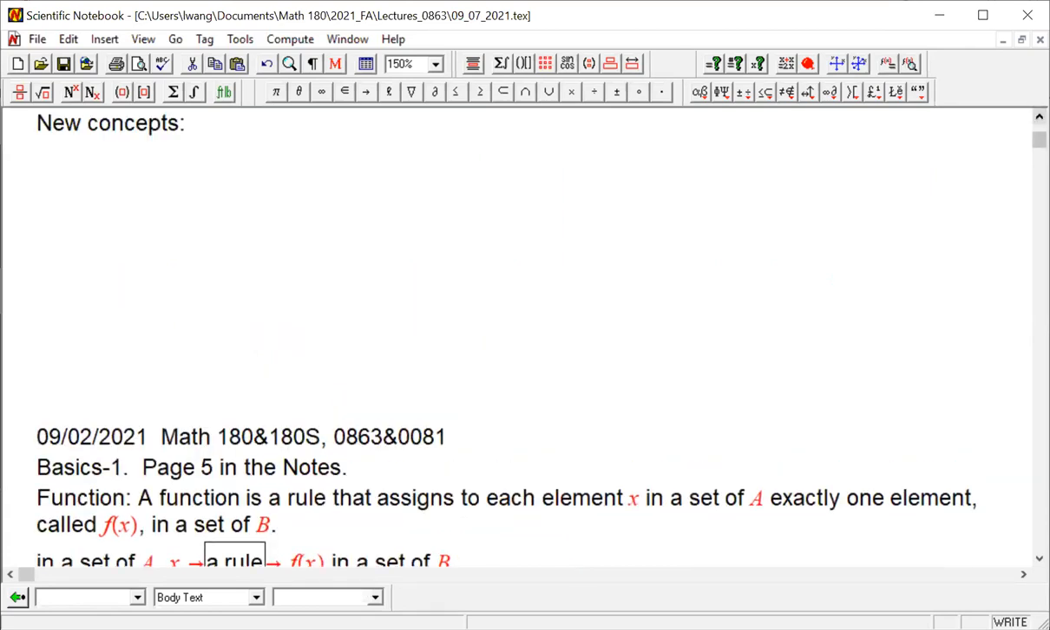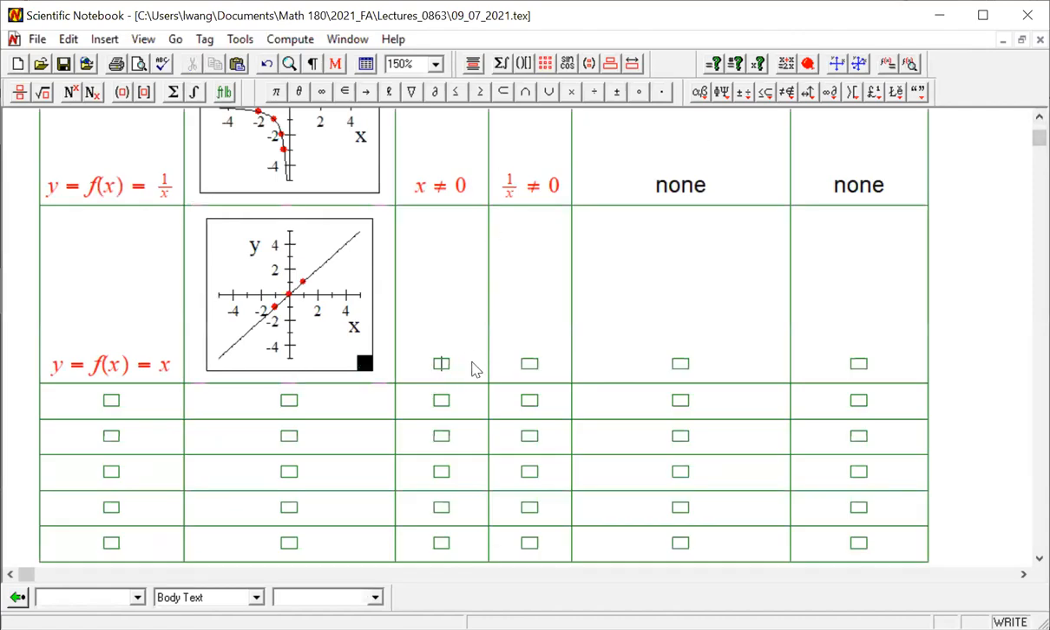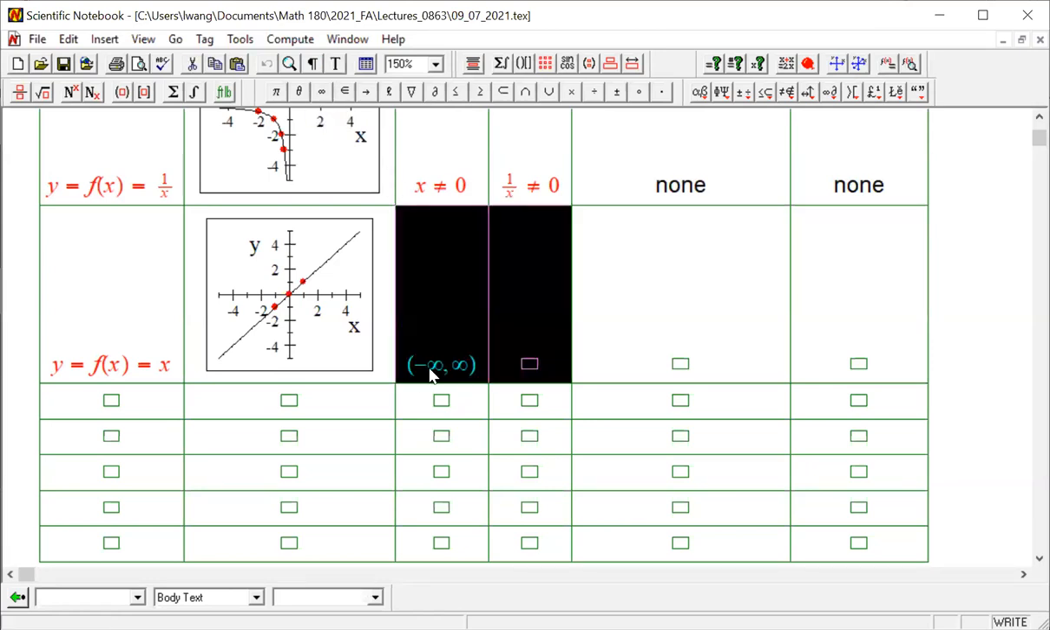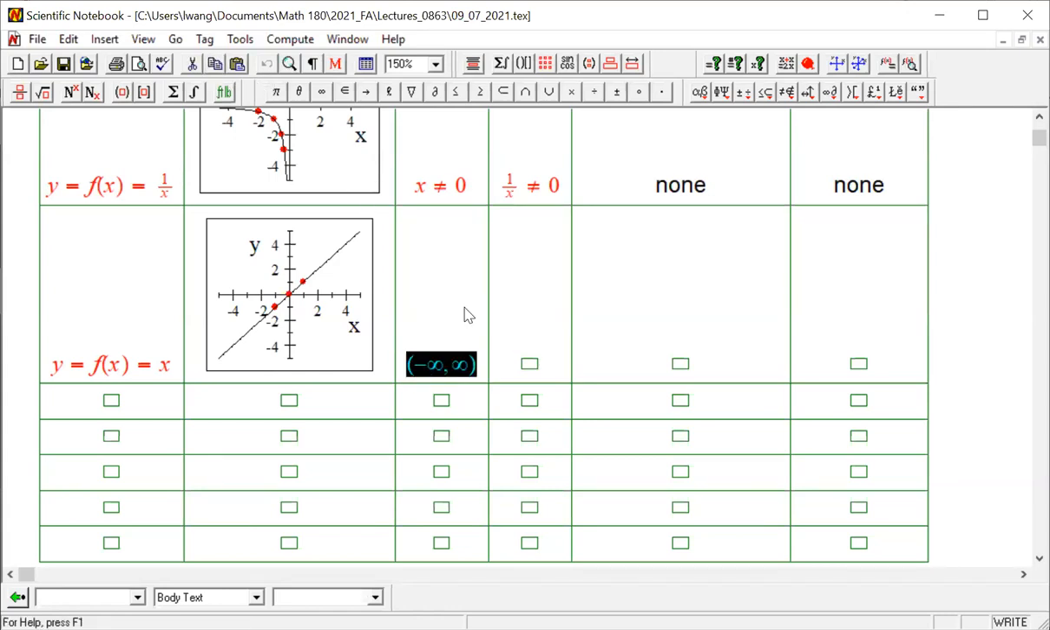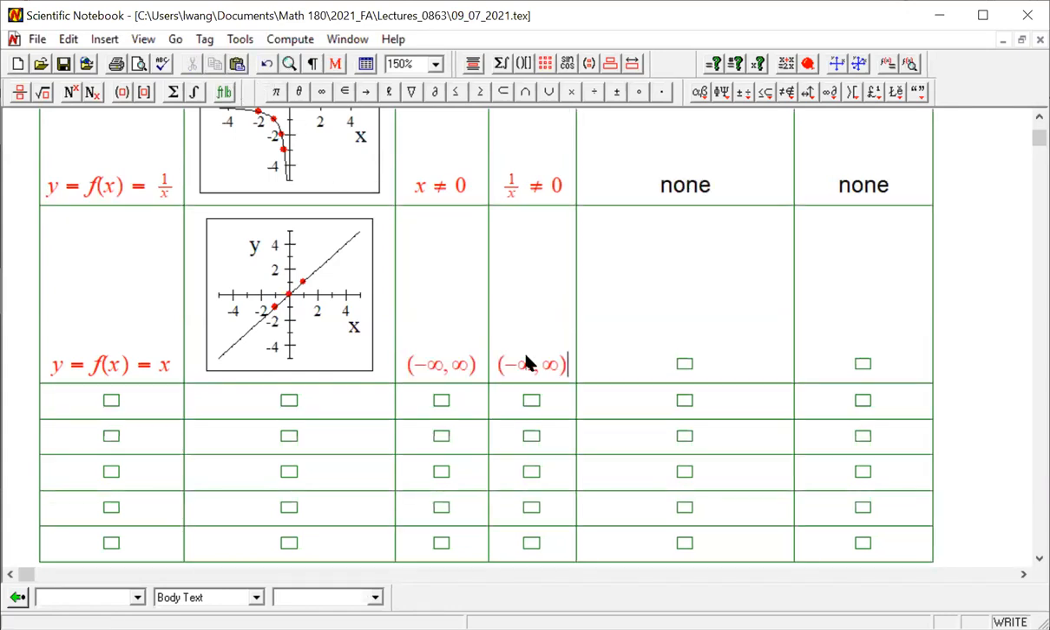Now, domain and range. The domain is obviously all real numbers. And the range is also the same, all real numbers, because whatever is from the domain is going to be in the range. And the intercept, we have (0, 0).